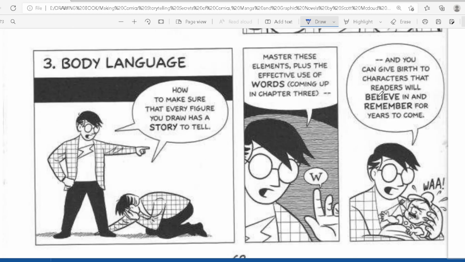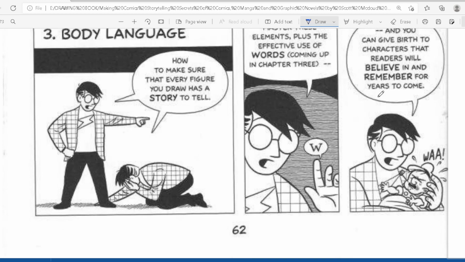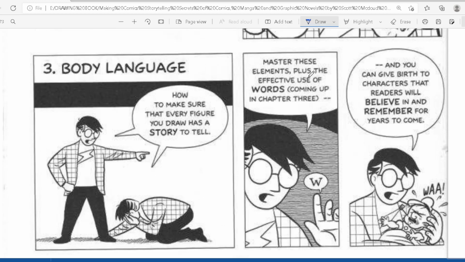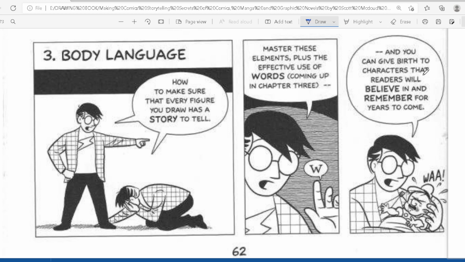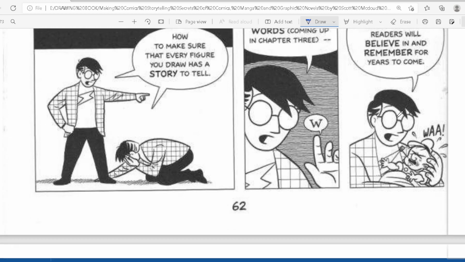Body language, how to make sure that every figure you draw has a story to tell. Master these elements plus the effective use of words coming up in chapter 3, and you can give birth to characters that readers will believe in and remember for years to come.